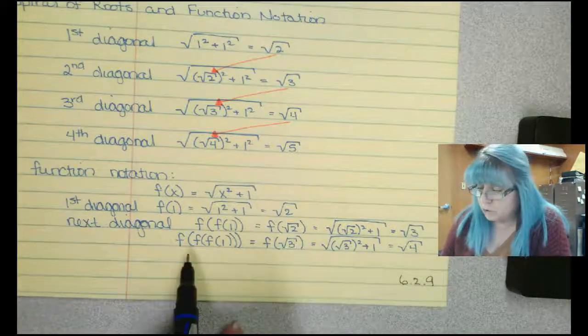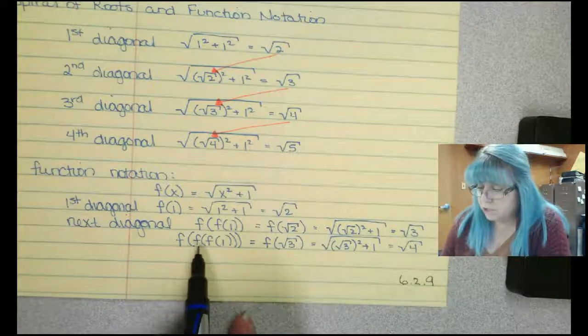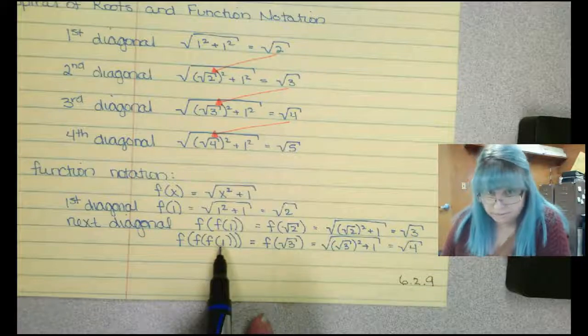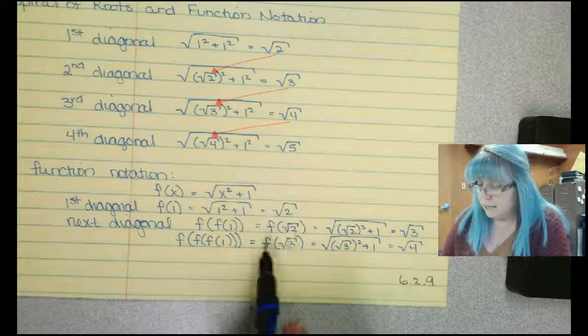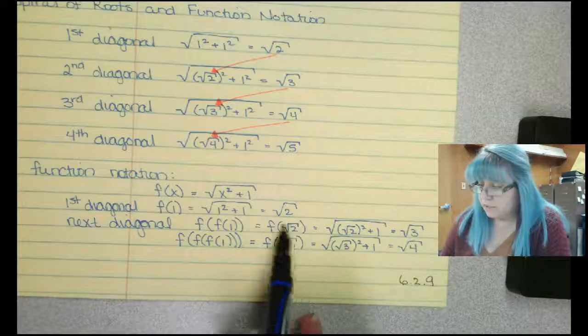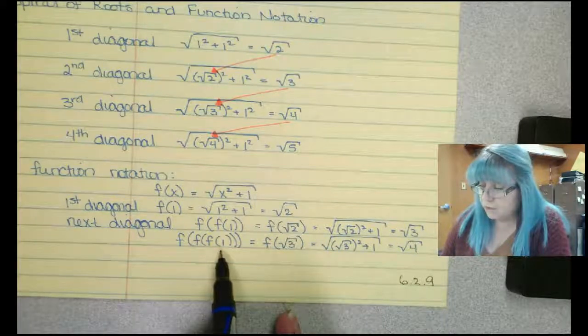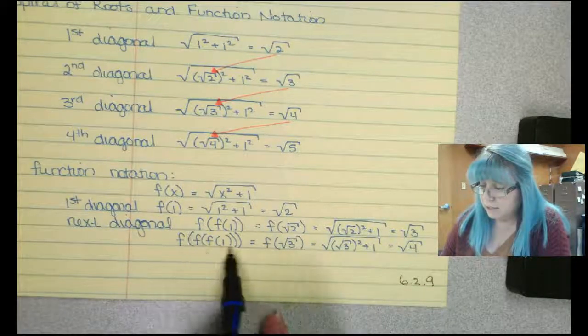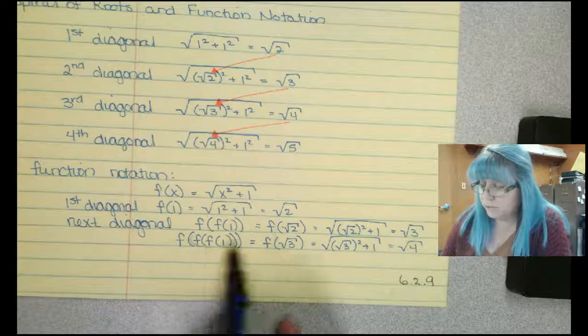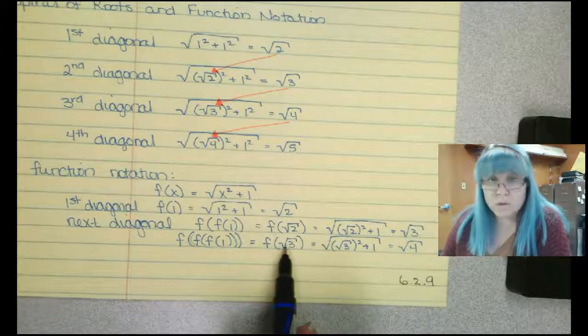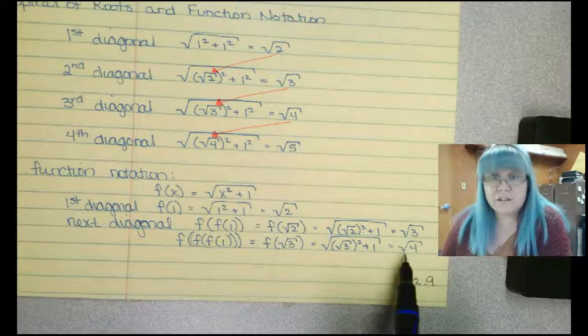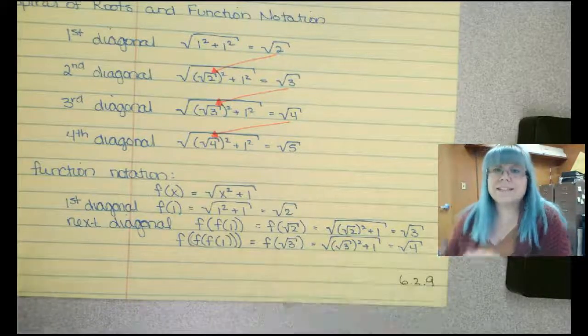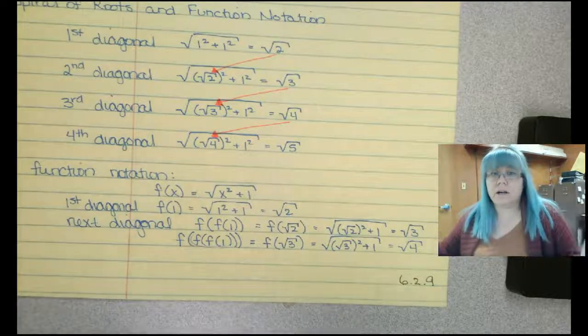So the next diagonal will be the function of the function of the function of 1. In other words, it's the function of the square root of 2 inserted in. The f of square root of 2 is the square root of 3, so it's the function of the square root of 3, giving us the square root of 4. Now this continues on and on.